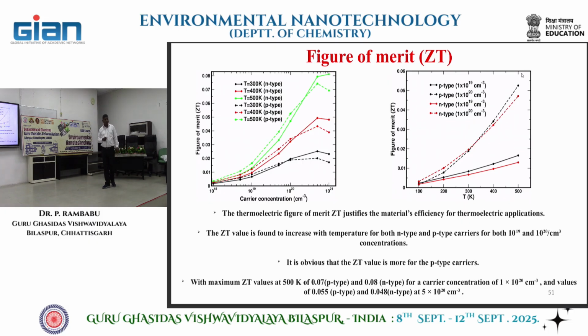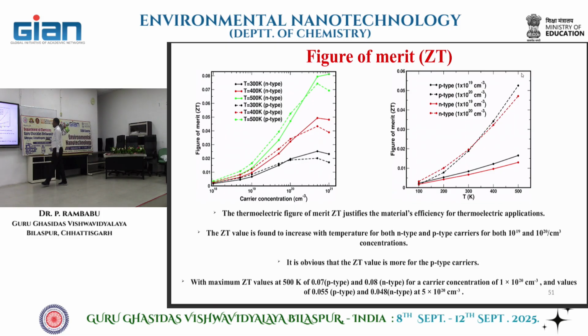I can plot the figure of merit as a function of carrier concentration and as a function of temperature. Okay. Here you can see that the figure of merit is increasing with carrier concentration for different temperatures, and at the same time it is also increasing as a function of temperature for different dopings. I have studied only 10 power 19 and 20 dopings because they are significant for the semiconductor range. 19 and 20 are important.